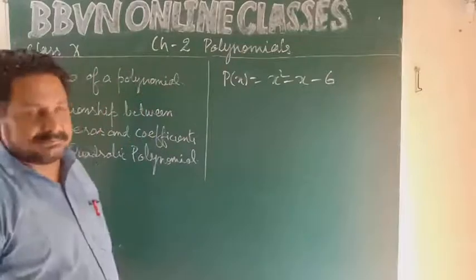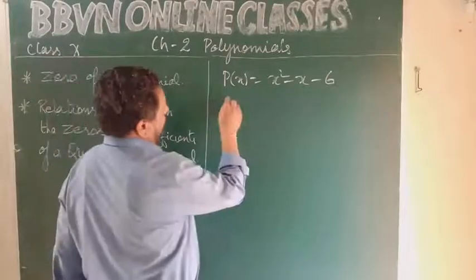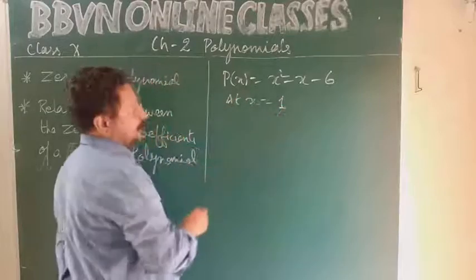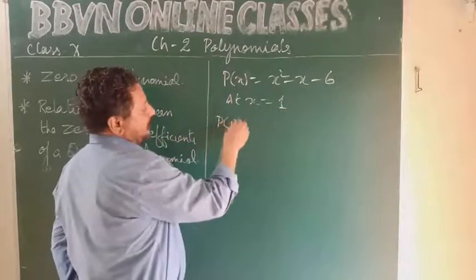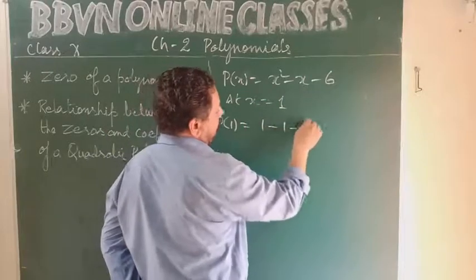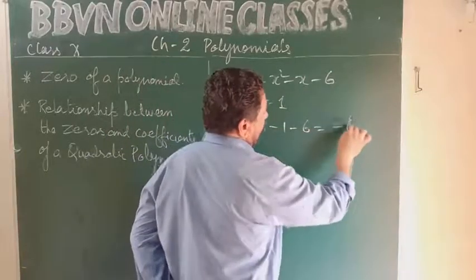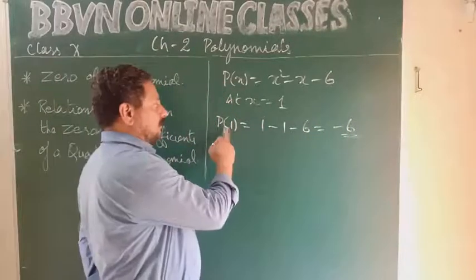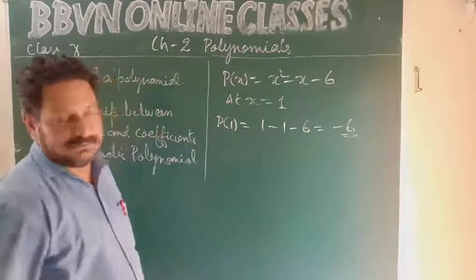This is a polynomial. Let us say at x equal to 1, what happens to this polynomial? So p of 1: 1 square is 1, minus 1, minus 6. The outcome is minus 6. It is not 0. So x equal to 1 is not the 0 of this polynomial.